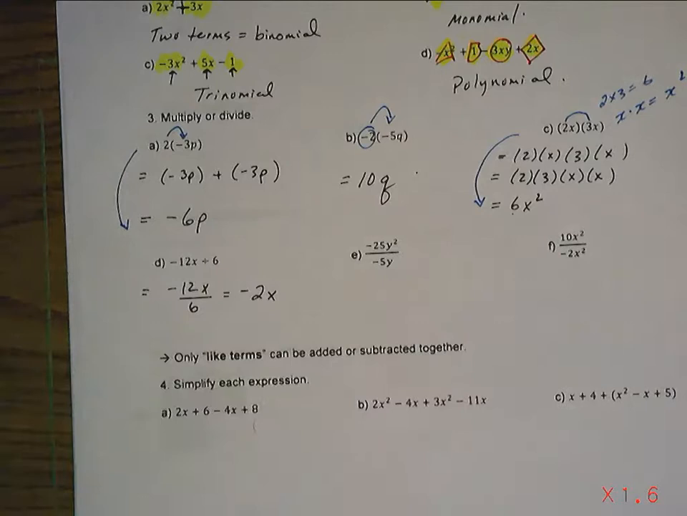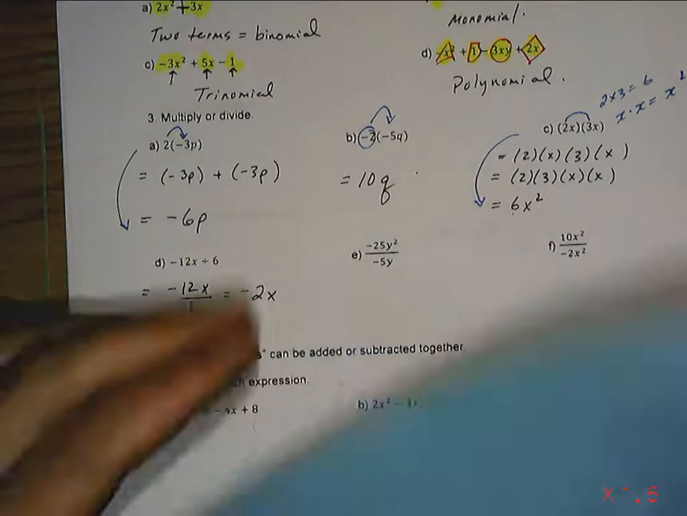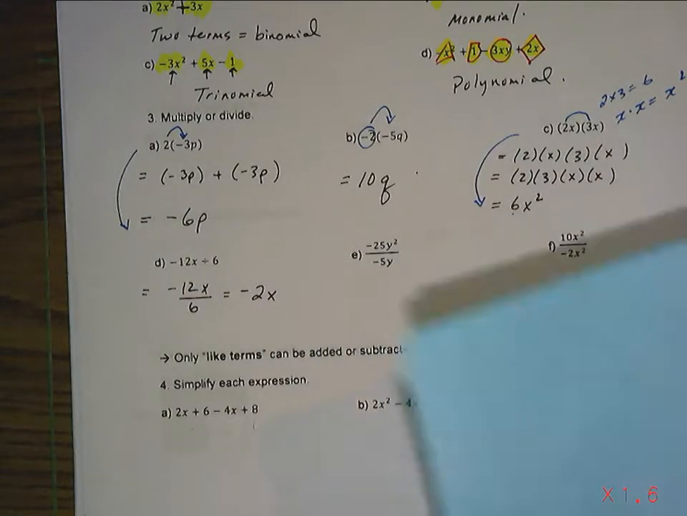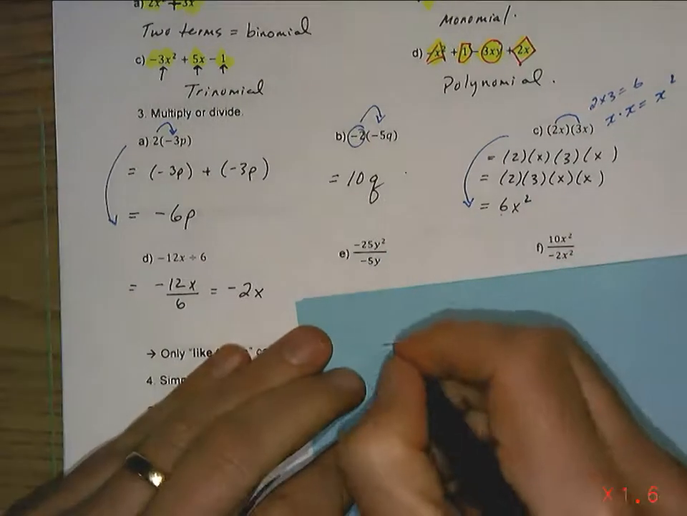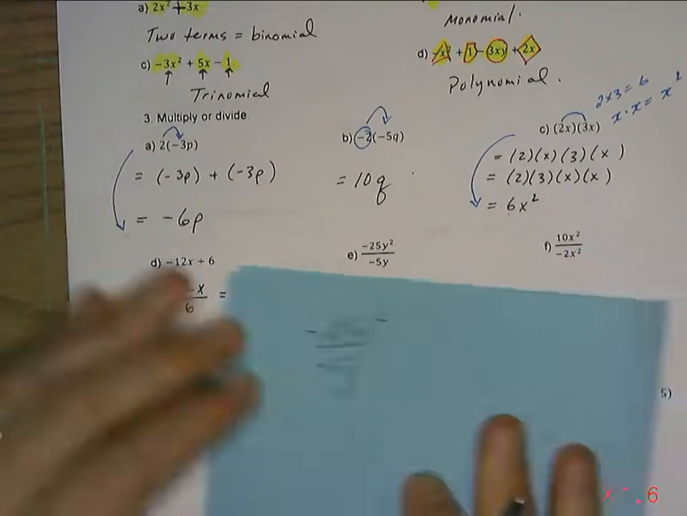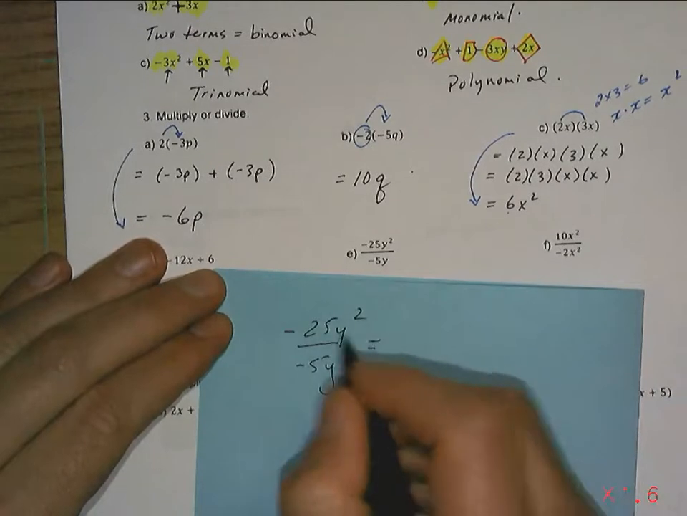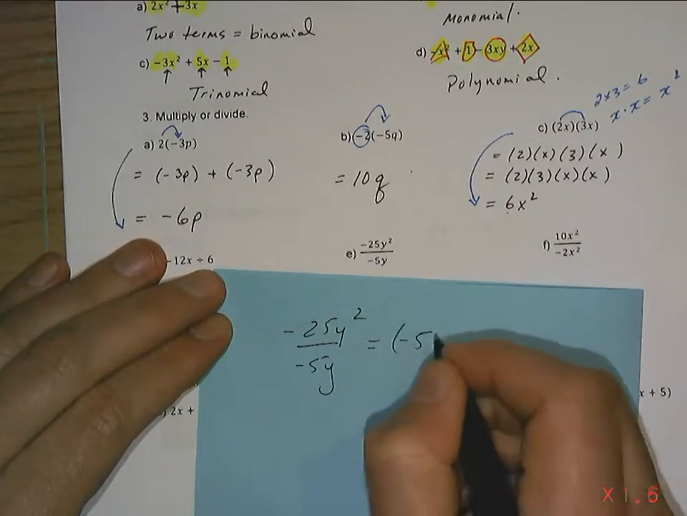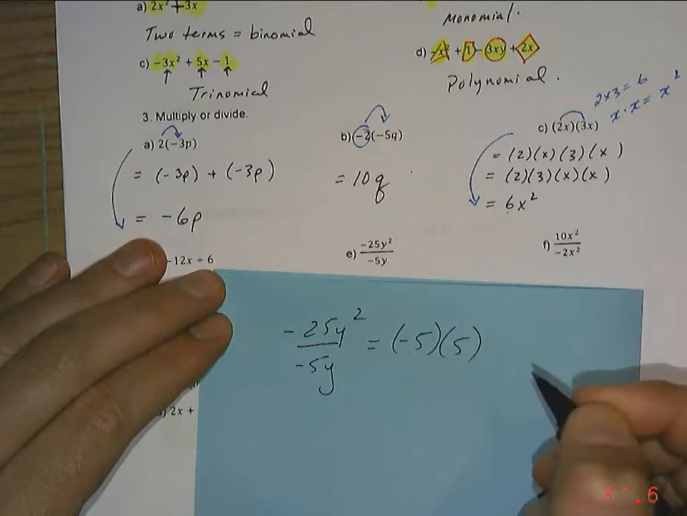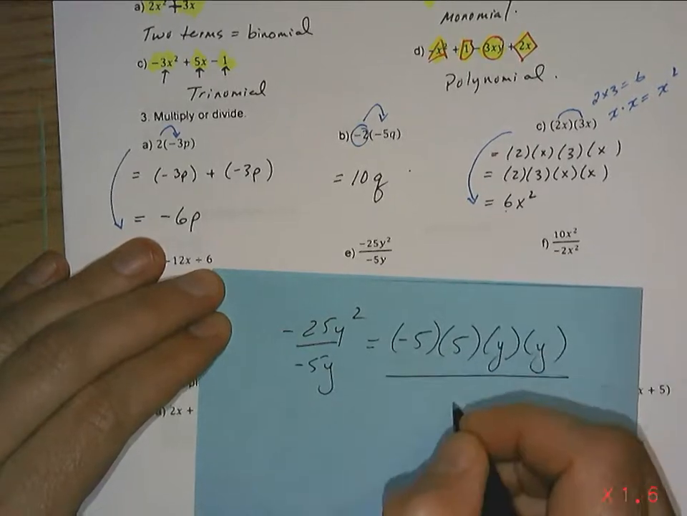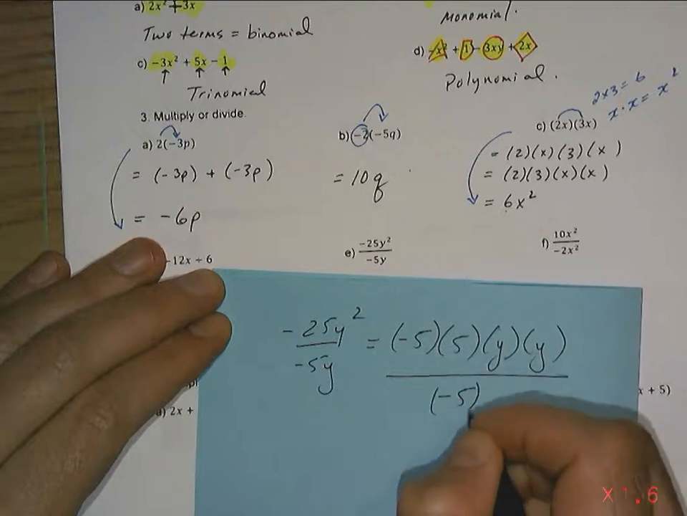So a similar idea is going to happen up here with the 25. Let me show you how it works. Just need to fold my piece of paper over. So I've got negative 25y squared over negative 5y. So what I'm going to do is negative 25, I know, is negative 5 times positive 5 times y, all over top of negative 5 times y.